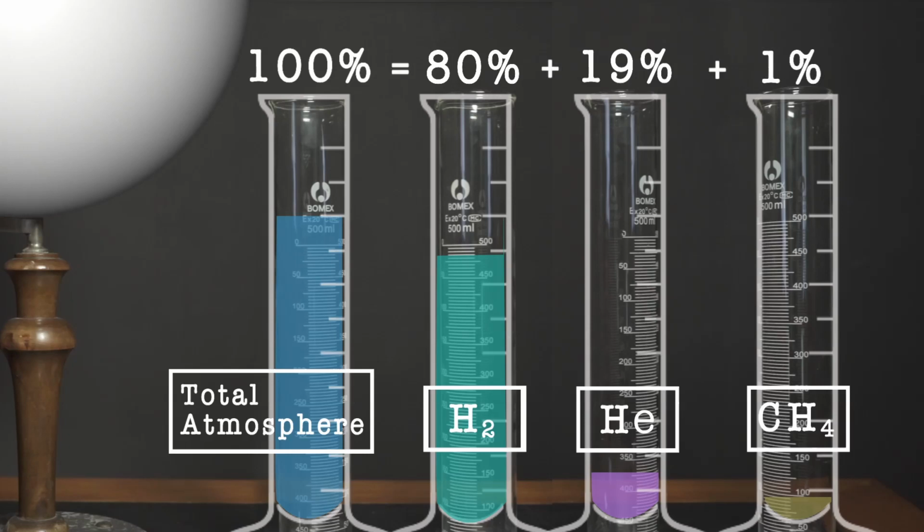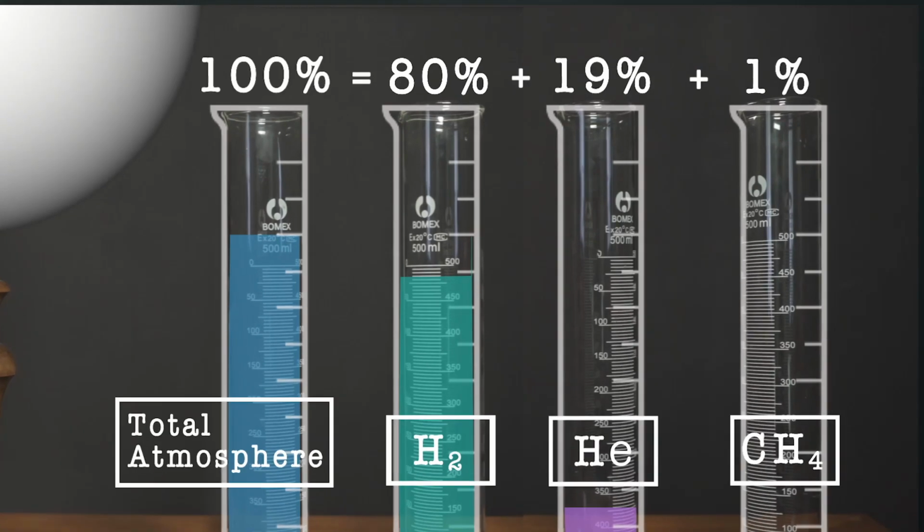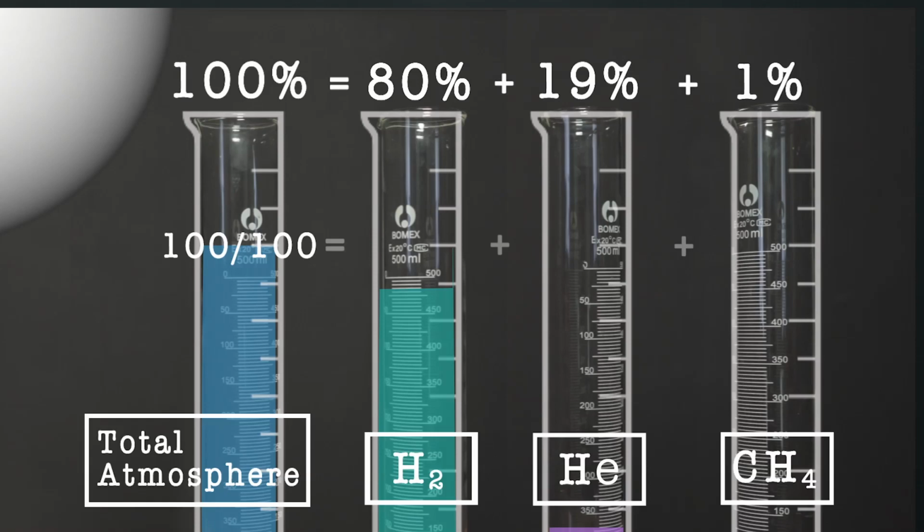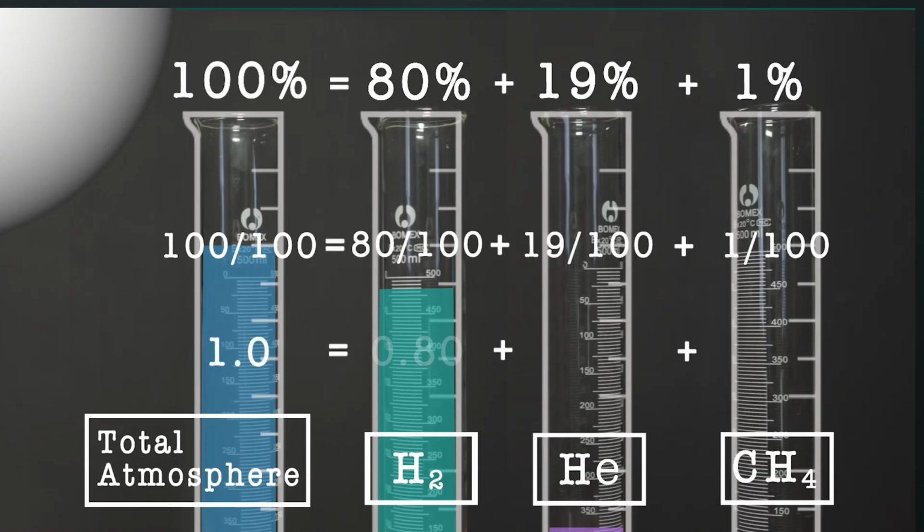But there are other math tools that mean the same thing. You could write the percentage as a fraction. Add them together and you get 100/100ths. Or you could use decimals, where the whole is the number 1 and the parts are decimals less than 1.